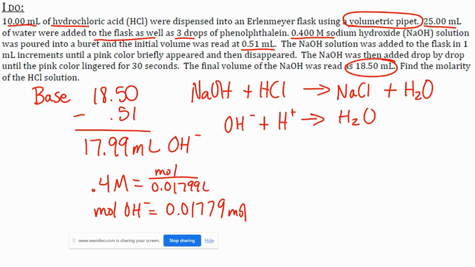This is balanced. So that means for every 0.01779 moles of OH minus, I'm going to have how many moles of H plus? What ratio are they in? 1 to 1. So for every 1 mole of this, I'm going to have 1 mole of this. That means I've got this many moles of H plus.